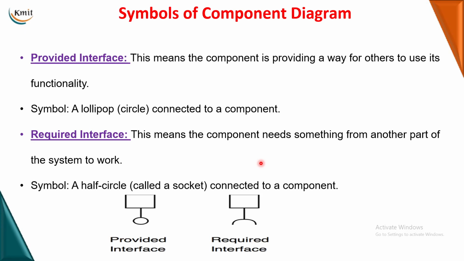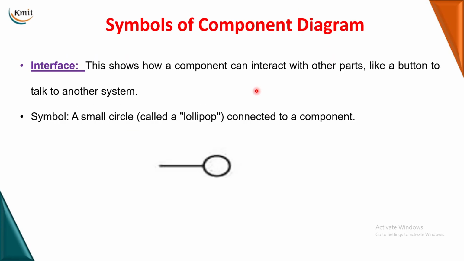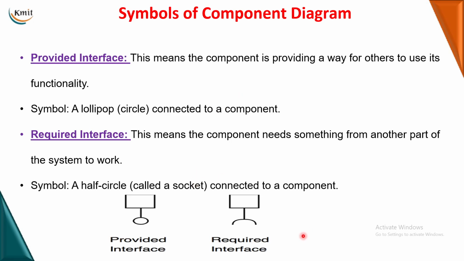Okay, the next one, under interface. This is an interface. Under interface you have two more types, which are called the provided interface and the required interface. A provided interface means your particular component is allowing other components to use its functionality. A required interface means your component is requesting other components for a particular functionality. So these two are called provided interfaces and required interfaces, and these are the symbols for them.